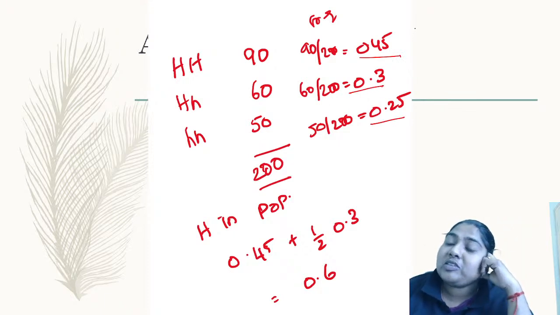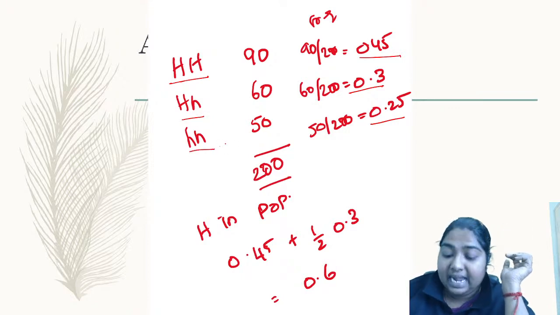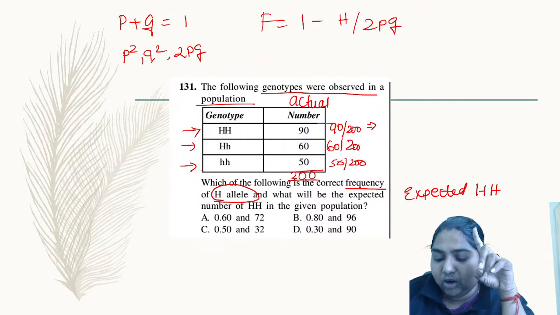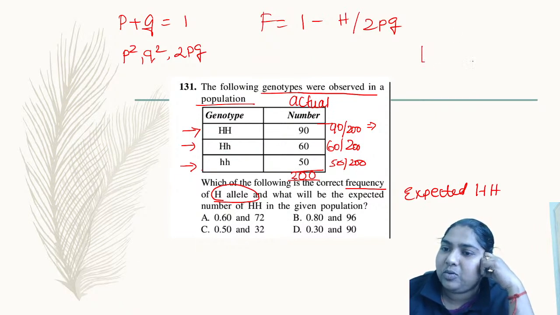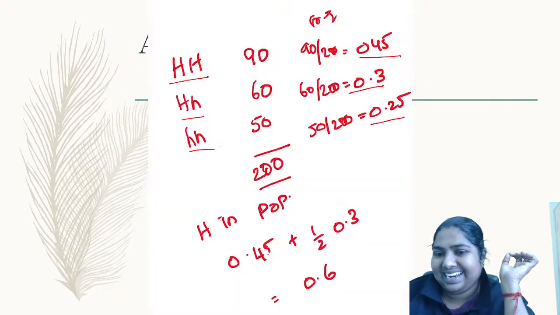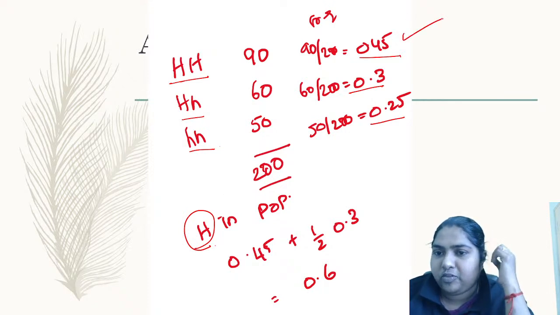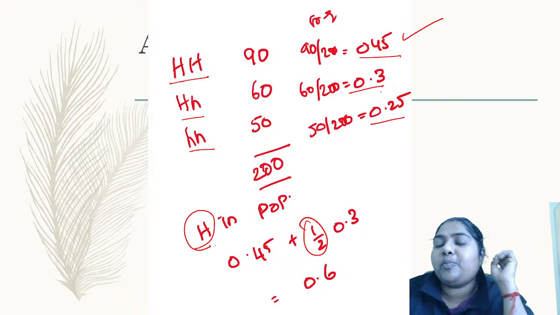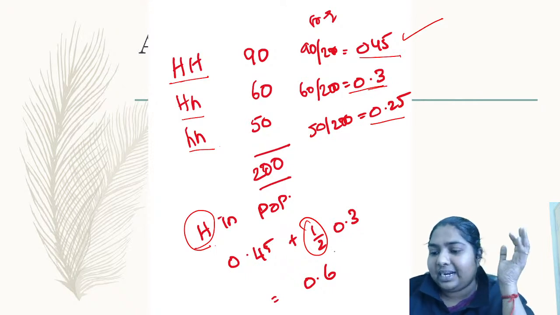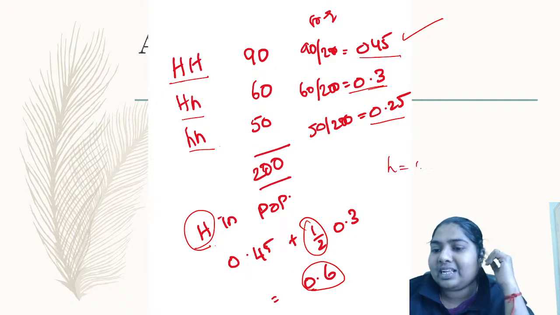So this is for HH, this is Hh, and this is hh. They are asking what is the ratio for H alone. Same as the last one we did, it is a combination of both, so it should be half. For H alone, we take 0.45 plus half of 0.3, which makes a total of 0.6. If this is 0.6, small h should be 0.4. So it is quite direct.